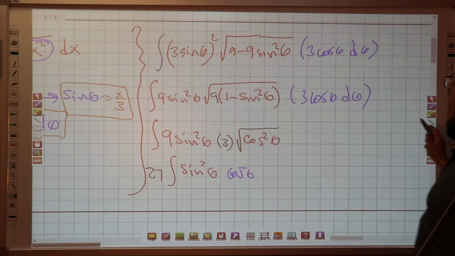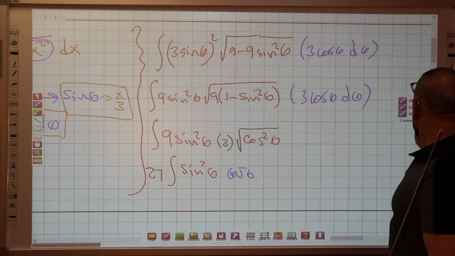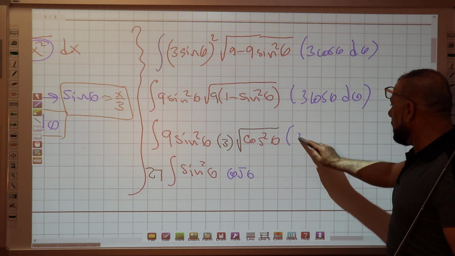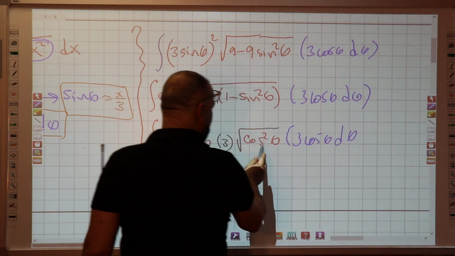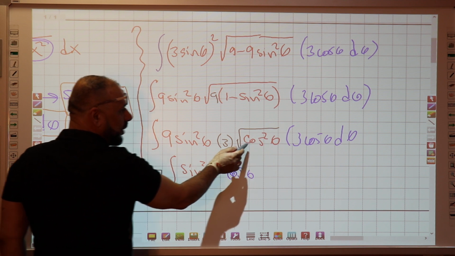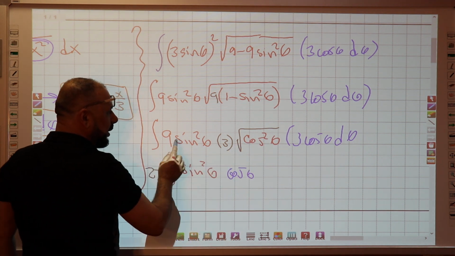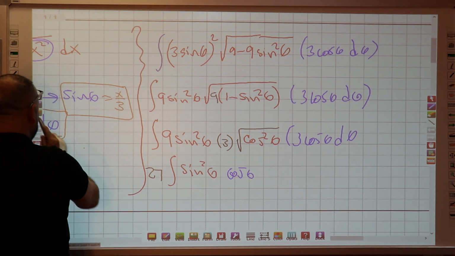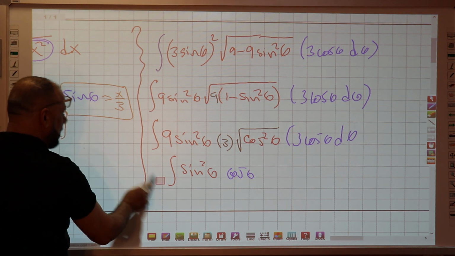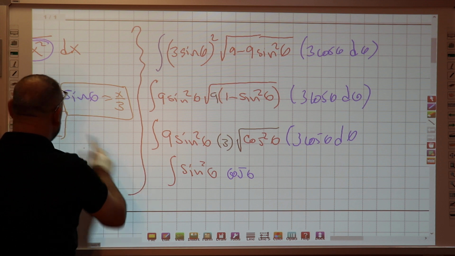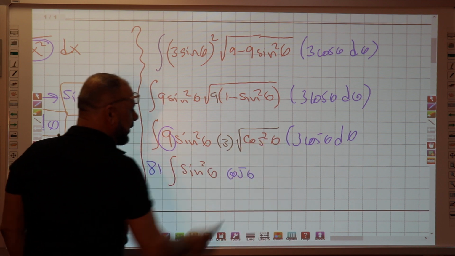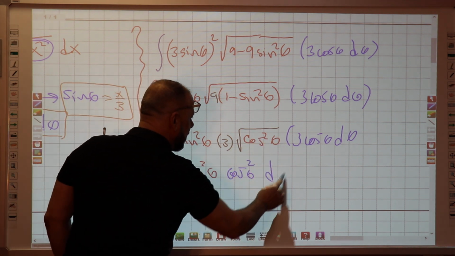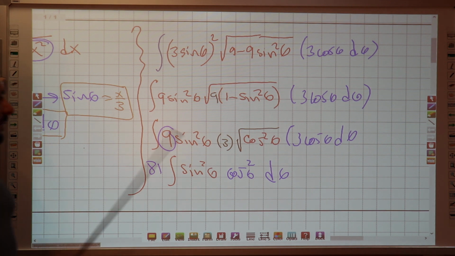Now, and here, 3 cosine theta d theta. Now, at the last step, when you multiply, look here, the square root of cosine squared is cosine theta, and 3 times 3, this is going to be 81, which is 9, and the 3, and the 3. And this is going to be cosine squared theta d theta.